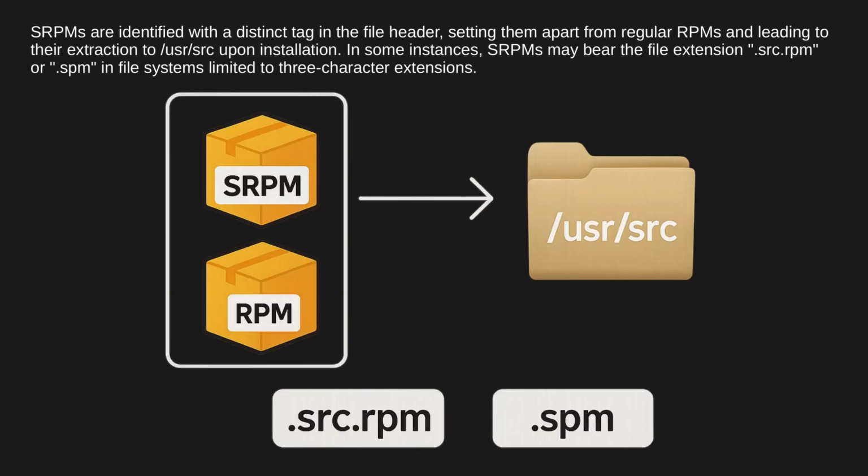SRPMs are identified with a distinct tag in the file header, setting them apart from regular RPMs and leading to their extraction to /usr/src upon installation. In some instances, SRPMs may bear the file extension .src.rpm or .spm in file systems limited to 3-character extensions.